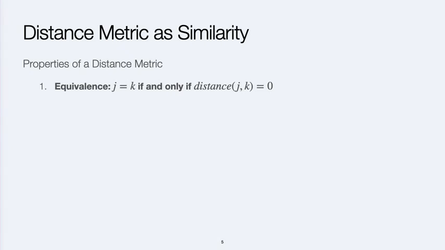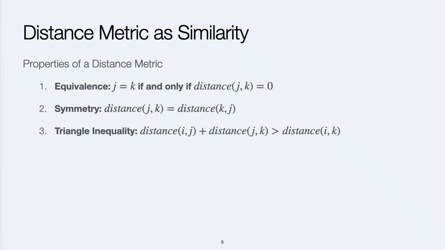Okay, awesome. So now let's talk a little bit more about a distance metric. I'm sure that you all have dealt with distance metrics in past math classes or computer science classes or data science classes. I just wanted to define a few of the properties that make a distance metric a distance metric. So first of all, equivalence. Two points, J and K, are equivalent if and only if the distance between the two is zero. So if the distance between those two points is zero, then they must be the same point. That makes sense. Symmetry. If we calculate the distance between J and K, that should be the distance between K and J, right? Distance should not be based on the order of the two terms.